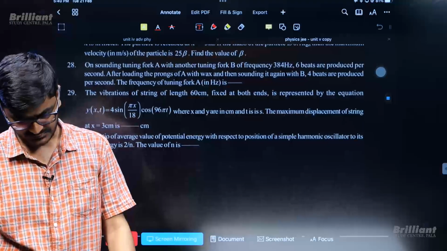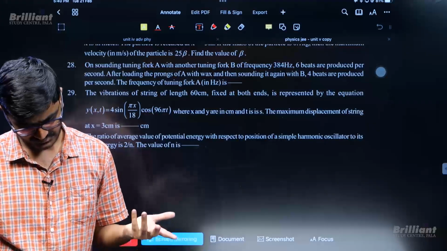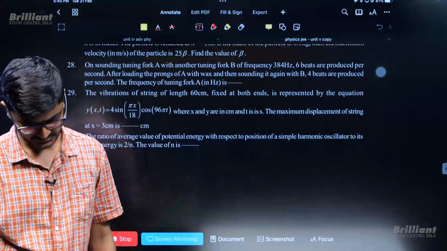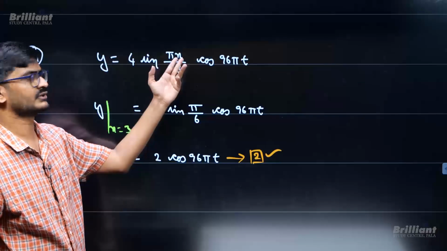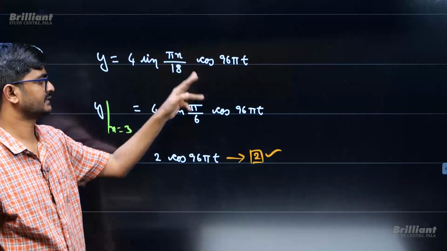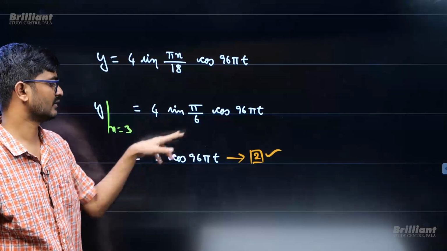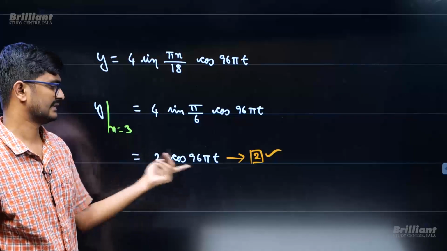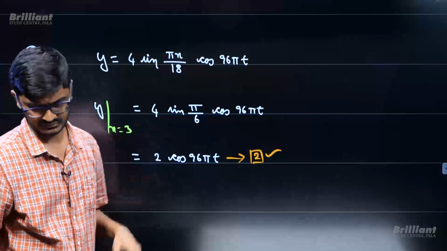The vibrations of a string of length 60 cm fixed at both ends is represented by an equation. The maximum displacement of the string at x equals to 3. So y is given, and we will substitute x equals to 3. It will become pi by 6. Sin pi by 6 is half. So 4 into half is 2. You can see that is SHM, right? Obviously that particle will be performing SHM with amplitude 2.